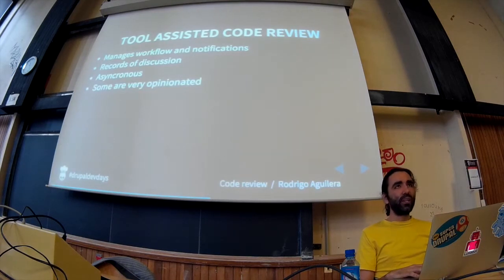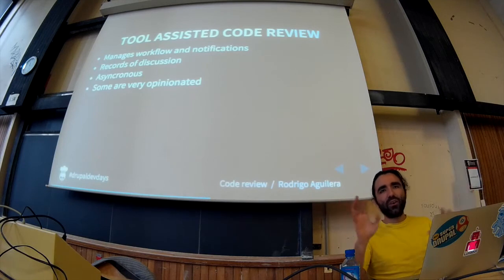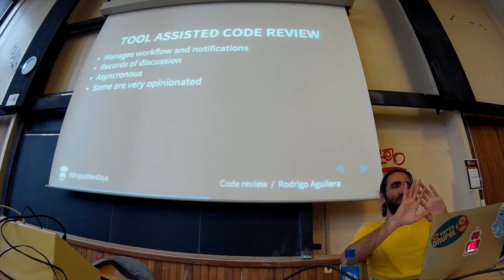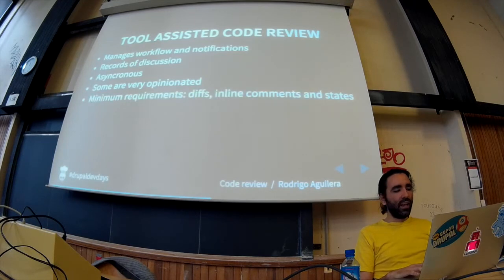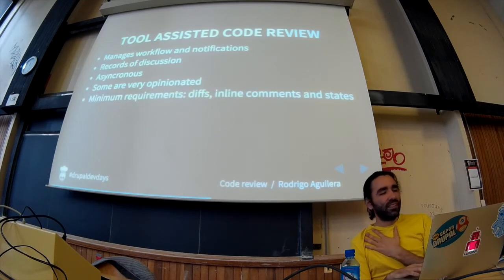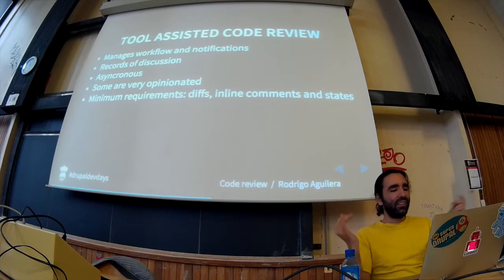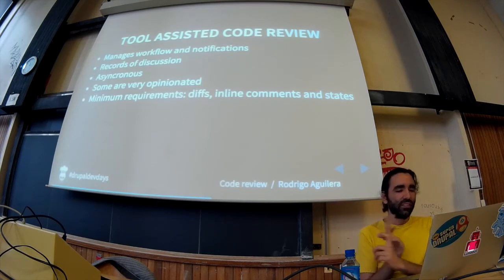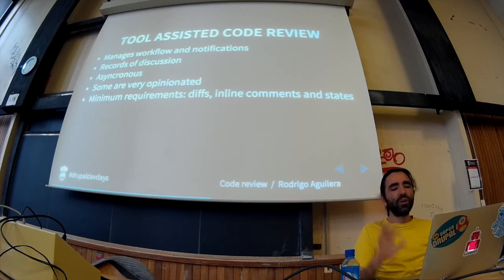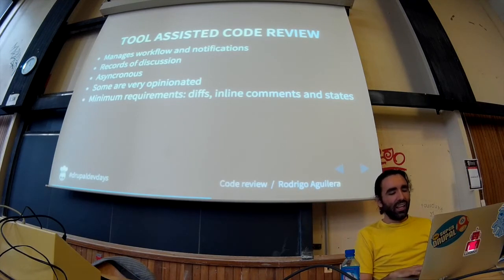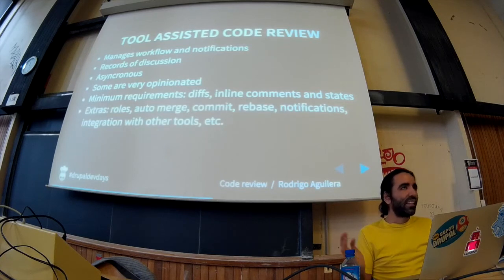Some tools are very opinionated. They kind of know how you should do code review. If you want to introduce code review, you should have a look at all the tools that are available. For me, the minimum requirements for code review is that it does diffs, you can comment on the diffs, and you have some states like, this is reviewed, it can go in. The rest are extras, but you don't need them.